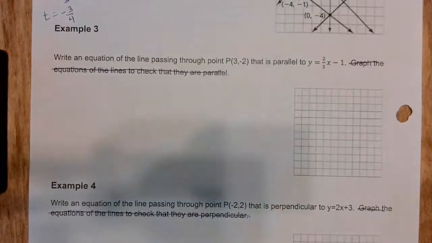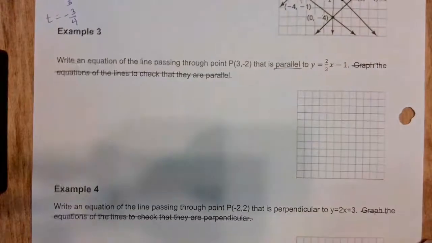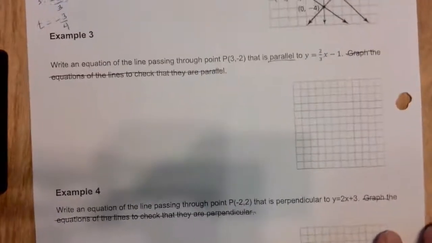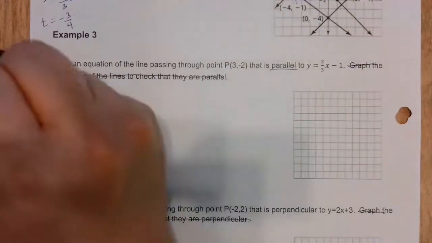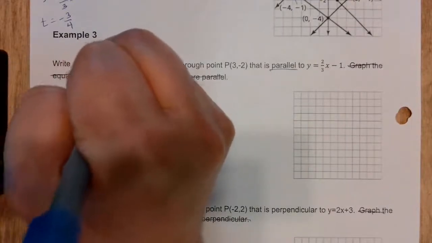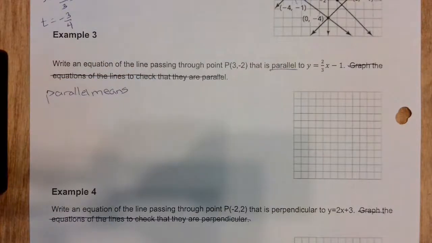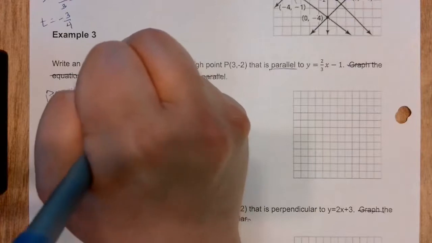So, first thing I want you to do is identify whether it's parallel or perpendicular. Parallel. And I'm going to go ahead and write down: parallel means, what about the slope? Parallel means they will have the same slope.